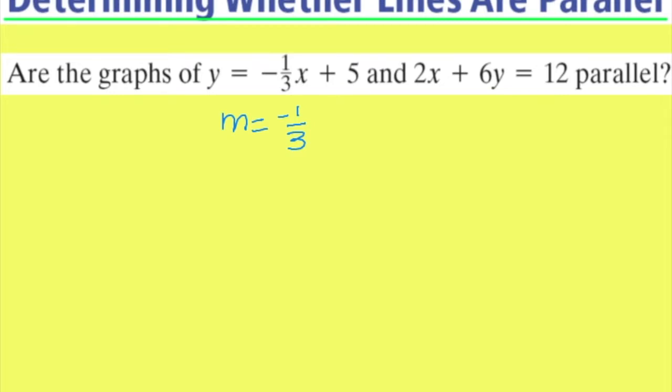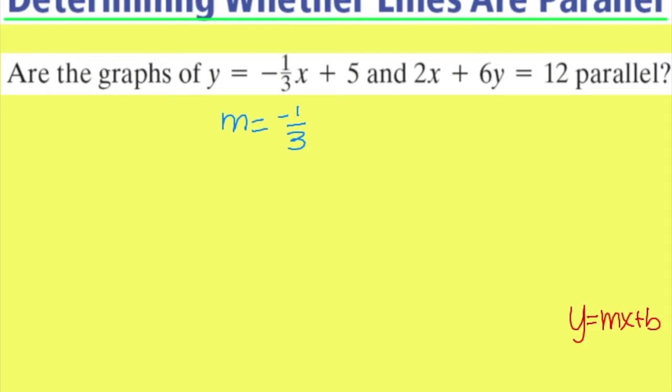But if I look at this second equation over here, 2x plus 6y equals 12. That equation is written in standard form. And from standard form, we do not know the slope of the line. So I can't say at this point if they're parallel. But if I change this second equation into slope-intercept form, meaning that when I get done with it, I want it to be in y equals mx plus b form, I should be able to know if the two lines are or are not parallel.